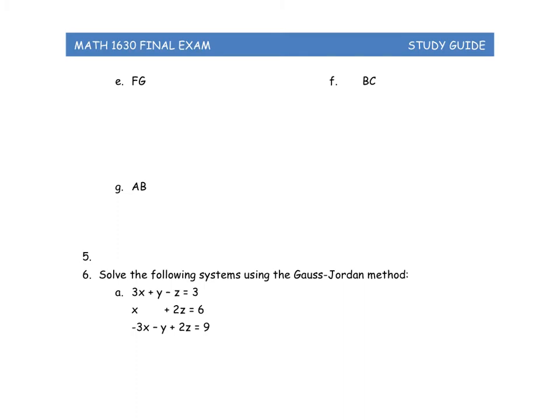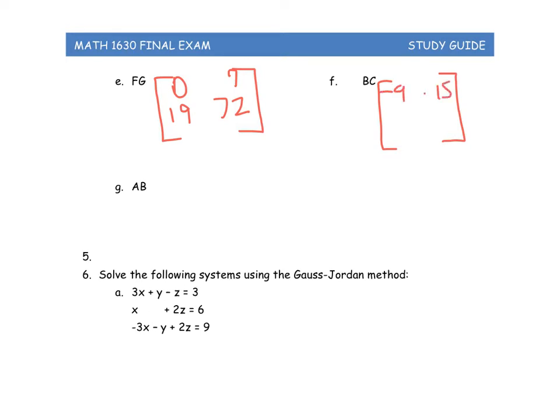Similarly, matrix F times matrix G is going to result in a 2 by 2 matrix. And that matrix will be 0, 7, 19, 72. Matrix B times matrix C is going to be a 3 by 2. And that matrix is negative 9, negative 15, 7, 9, and 15, 31.